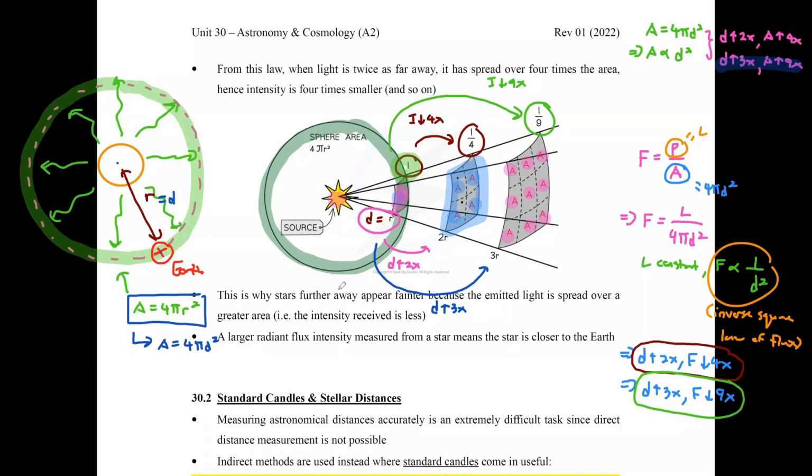Now, this also explains why stars further away appear fainter, because the emitted light is actually spread over a greater area. The intensity that you see is less, the intensity received is less. And lastly, the significance of the inverse square law of flux is that it will tell you that if you measure a larger radiant flux intensity from a star, the star will actually be closer to the Earth. Because if you look at the relation, radiant flux intensity being inversely proportional to distance squared, if your radiant flux intensity measure is larger, your distance is actually smaller. The star is actually closer to your point of measurement. Okay?